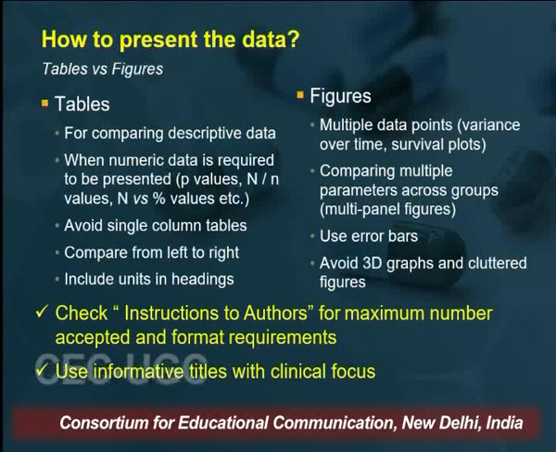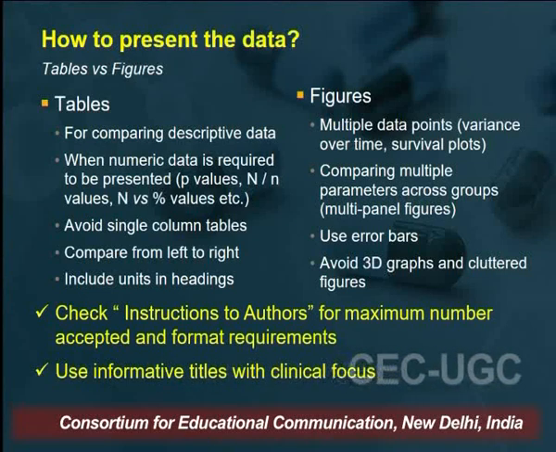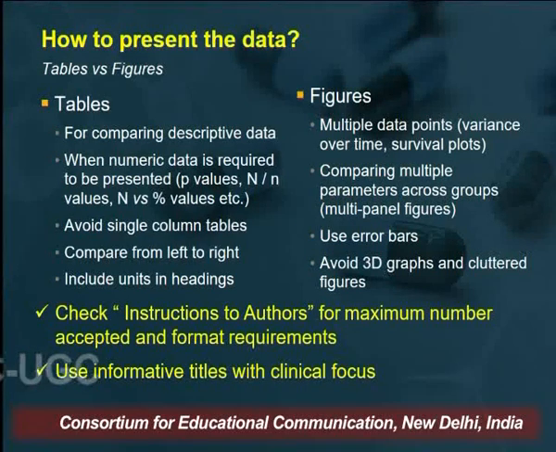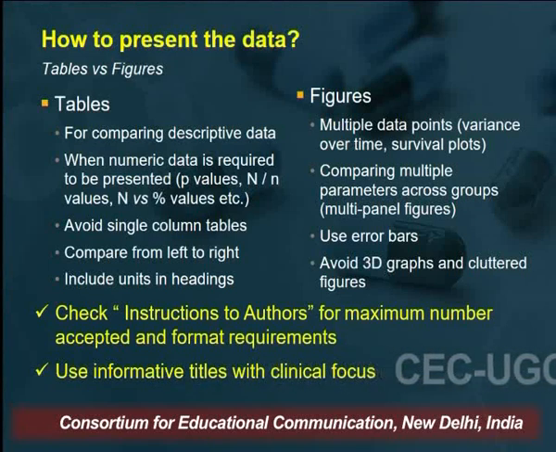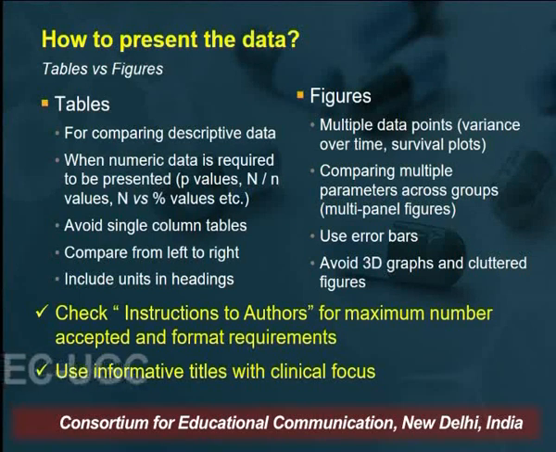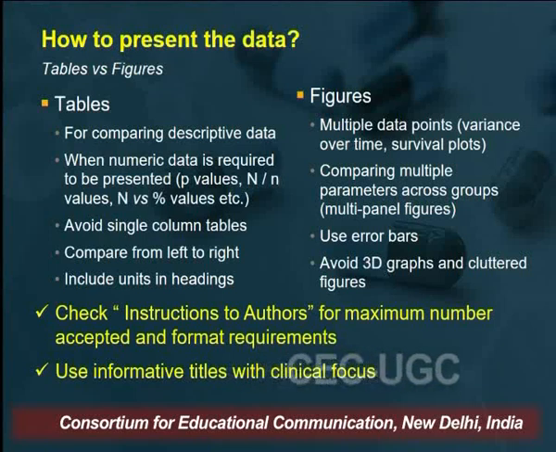And then use informative titles with clinical focus. The table and figure titles should be descriptive and independent. You can't just write Table 1, Table 2, Figure 1, Figure 2. You have to describe them: Table 1, summary of baseline characteristics; Figure 1, summary of overall survival across 5 years. So this is the type of title with which you can describe your content in the tables and the figures.